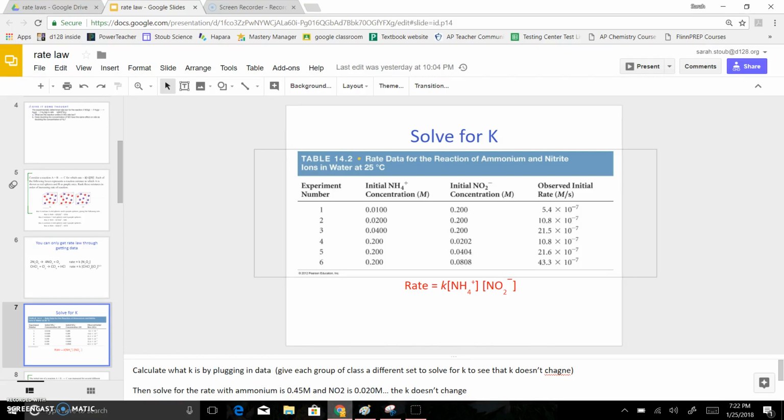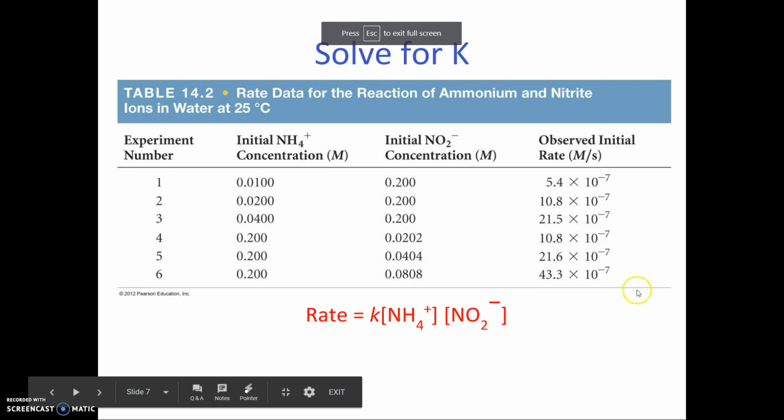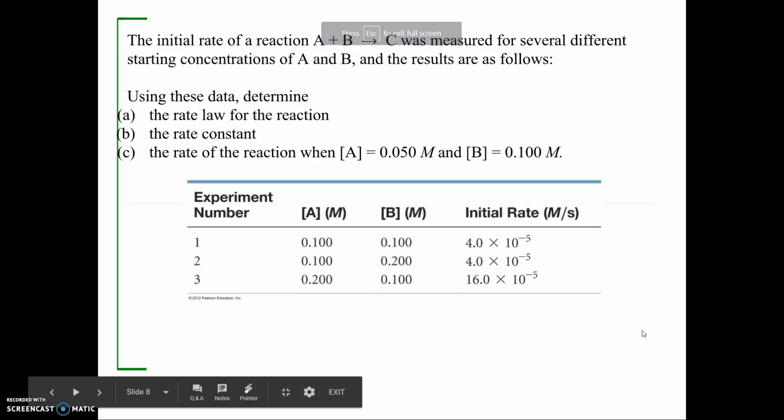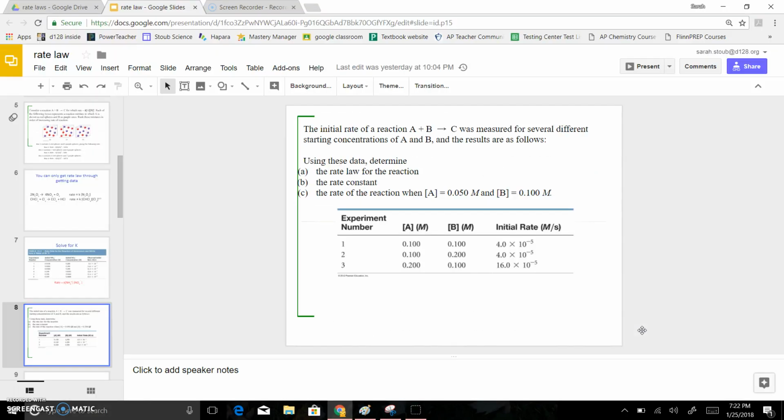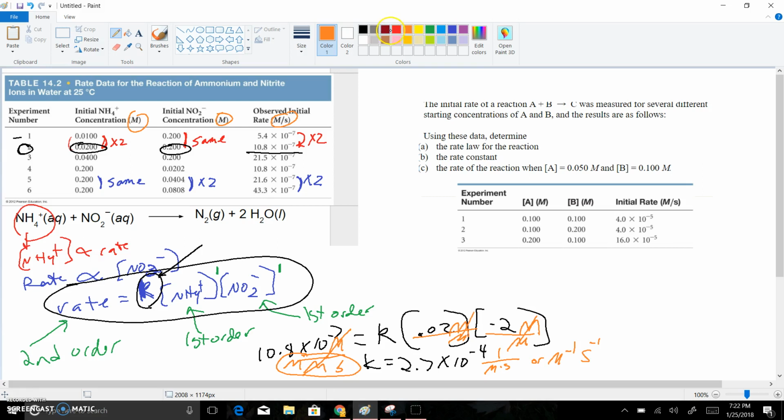Moving right along. Okay, we're going to take a second and actually do all of these things with this data. Try to sneak it over here. Okay, I'm going to find the rate law for this.